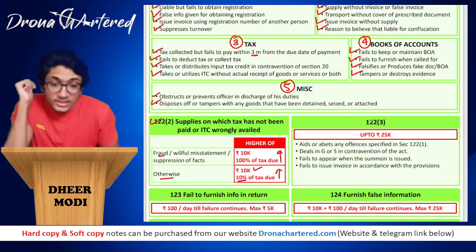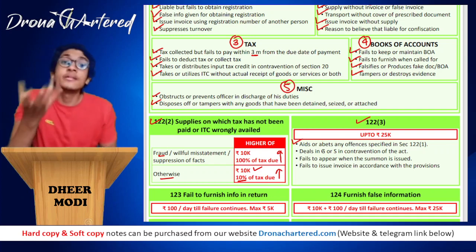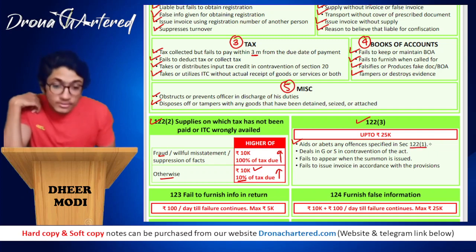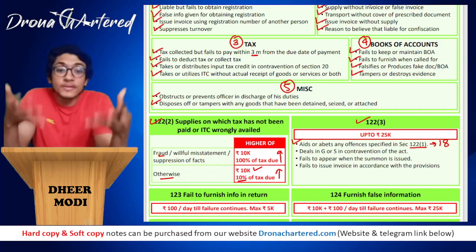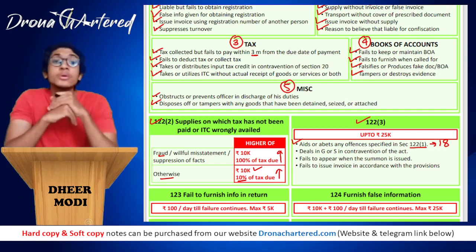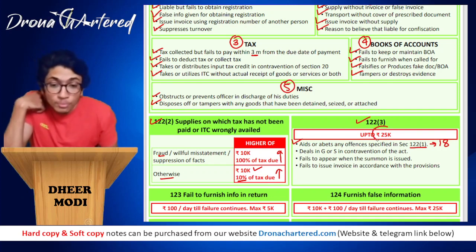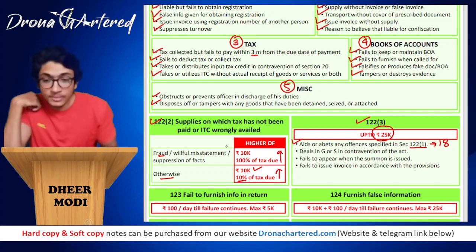Next is section 122(3). 122(3) has 4 things that are covered. That is aids. Aids means helps. So aids or abets any offenses specified in section 122(1). This 122(1) is the first one that we did, which has 18 offenses. So if you help someone in doing these offenses, you will be prosecuted under section 122(3), where the penalty is up to rupees 25,000. This is the maximum limit that has been prescribed.